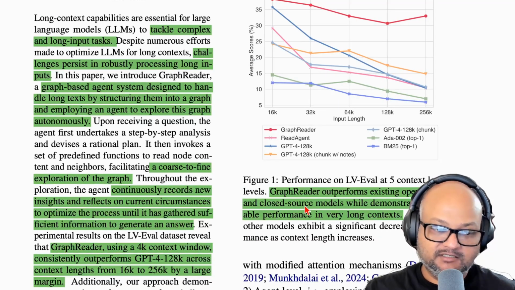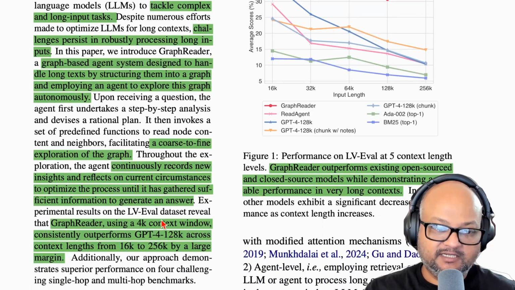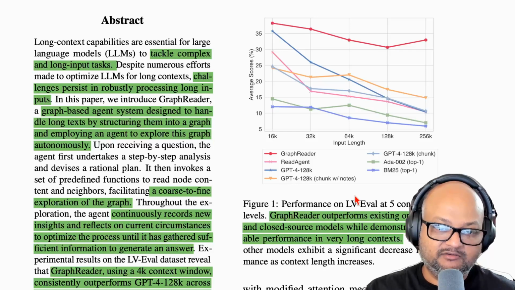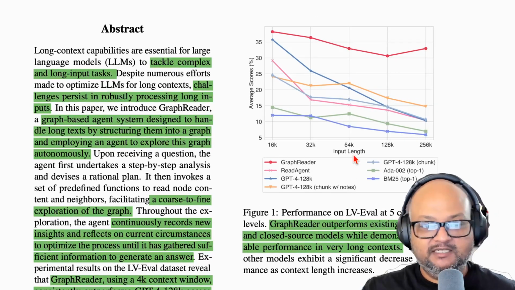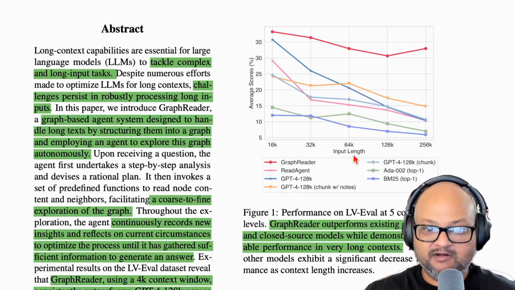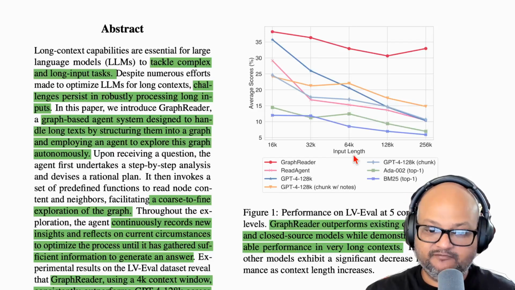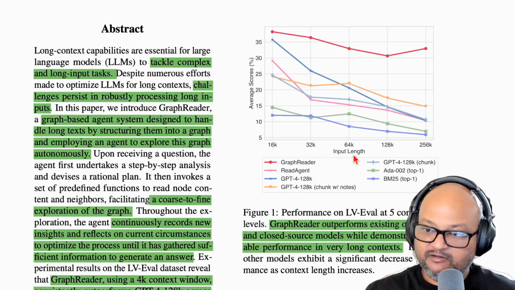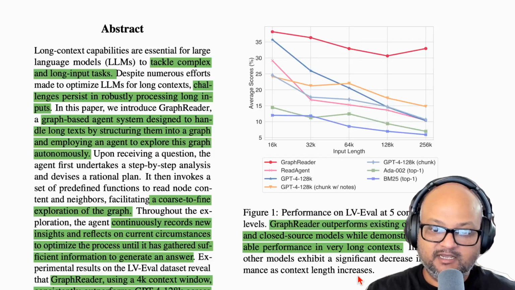The main advantage of this approach, as the authors state over here, is that while using a much smaller part of the context window, only 4K, they are able to generate higher quality answers compared to models like GPT-4 with a 128K context window. And the way they do this, as we'll see, is that they're able to traverse the graph and pick out the highly relevant parts required for answering the question. So that lets them not include a lot of extraneous stuff or the entire document in the context.